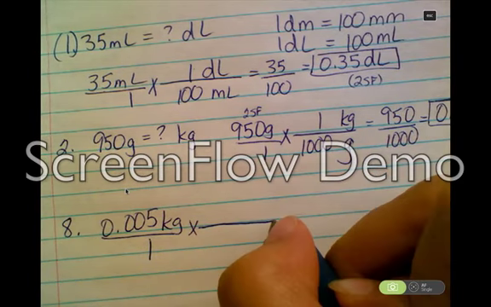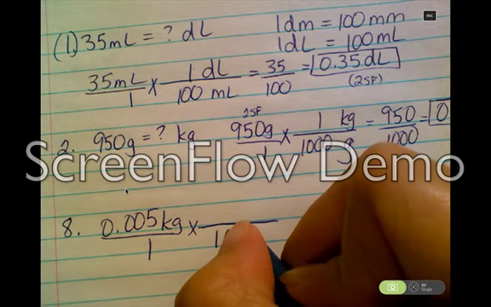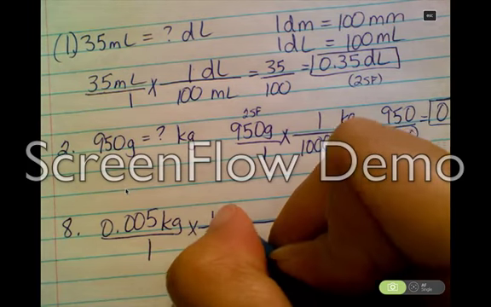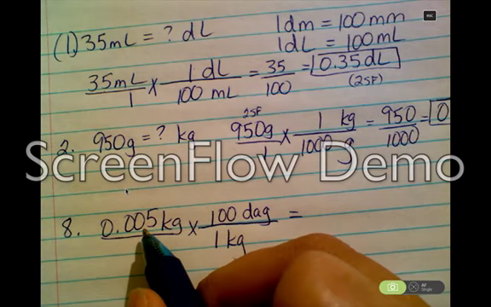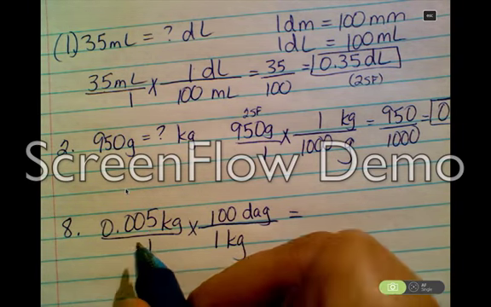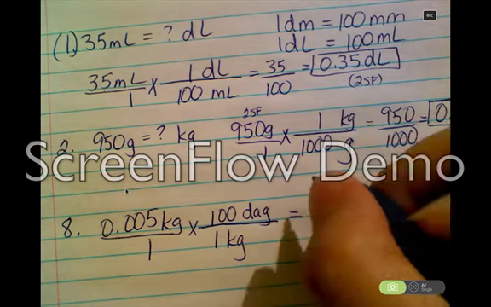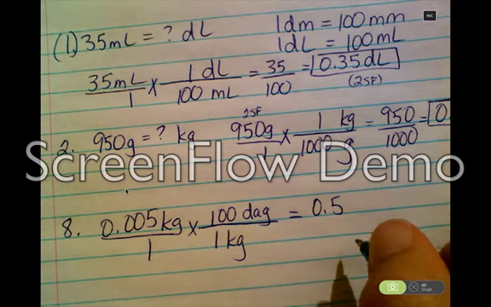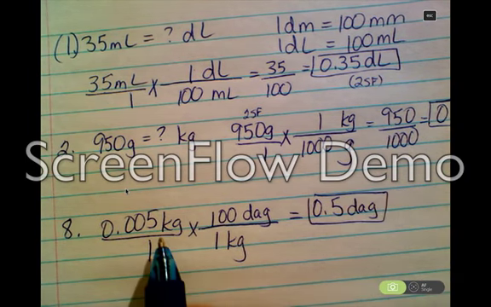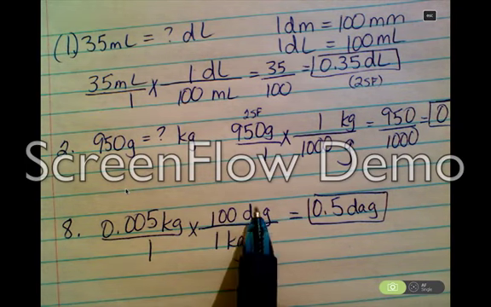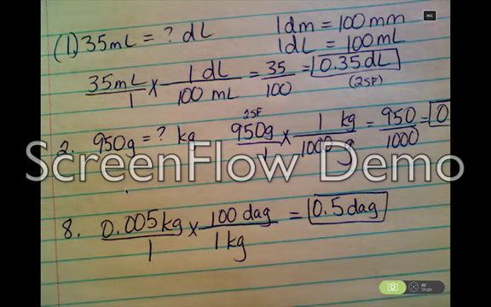So 1 kilogram is 100 decagrams, which means I'm doing 0.005 times 100, so 1, 2, comes out to 0.5 decagrams. I have only 1 sig fig in my given. It's a metric prefix problem. I have only 1 sig fig in my answer. And that's all you have to do.